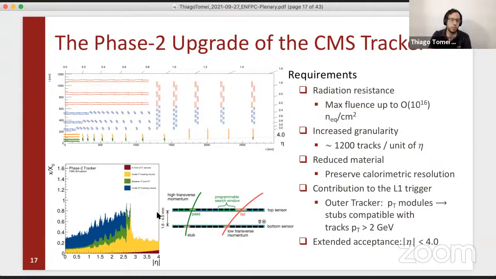One other thing that this tracker will do that our previous tracker couldn't was that this will contribute to the level 1 trigger by the so-called PT module. So the outer tracker here shown in red and blue, it will be able to, through these PT modules here, build stubs very fast at 40 megahertz that are compatible with tracks above 2 GeV and give this to the level 1 trigger to make calculations and decide to take the data or not. And last but not least, together with the new pixel detector here in yellow and green, we have this extended acceptance all the way to eta less than 4.0. So a completely new redesigned and better detector.